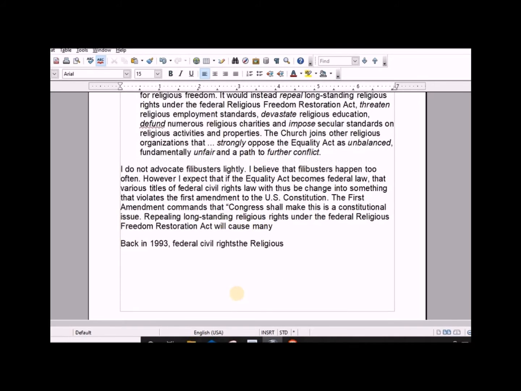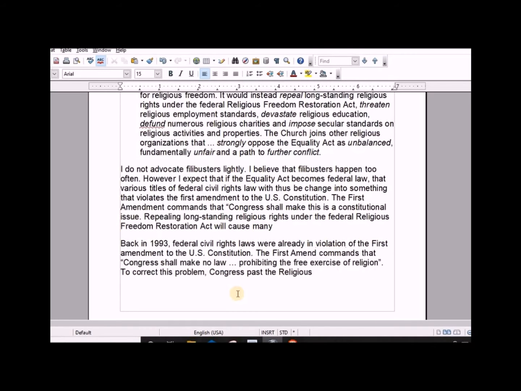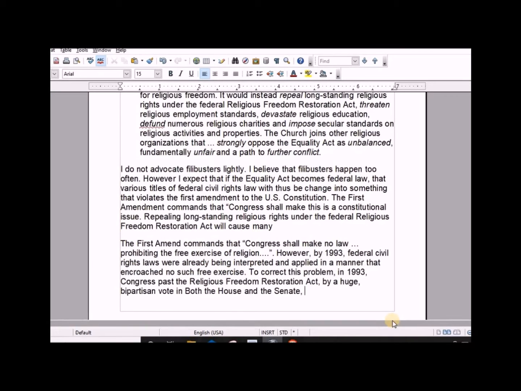Back in 1993, federal civil rights laws were already in violation of what the First Amendment commands: that Congress shall make no law prohibiting the free exercise of religion. However, by 1993, federal civil rights laws were already being interpreted and applied in a manner that encroached on such free exercise. To correct this problem, in 1993, Congress passed the Religious Freedom Restoration Act by a huge bipartisan vote in both the House and the Senate.